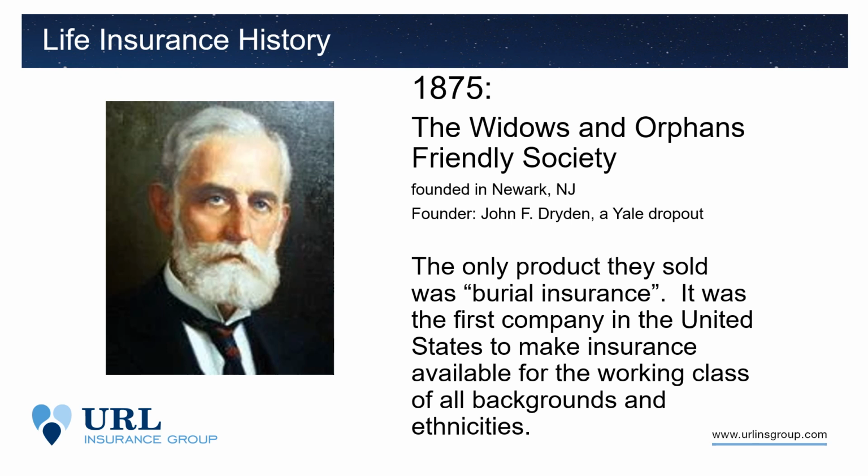In 1875, the Widows and Orphans Friendly Society was founded in Newark, New Jersey, by John F. Dryden, who was a Yale student and a Yale dropout. The only product that they sold was, again, burial insurance. And this was the first company in the United States to make insurance available for the working class of all backgrounds and ethnicities. This company today is still in existence and better known by the name Prudential, which is the Rock. Most everyone has heard of Prudential.